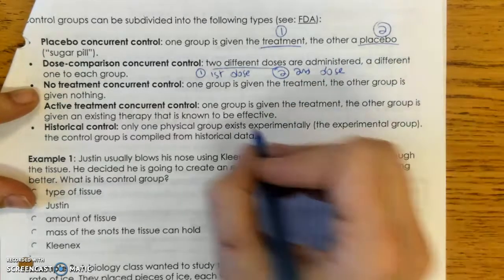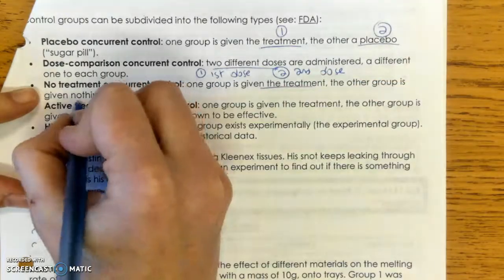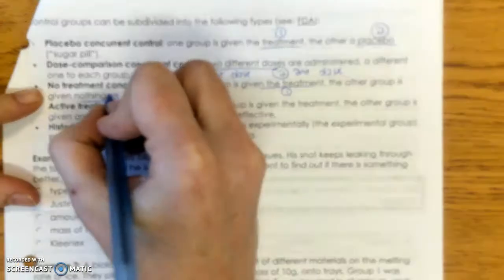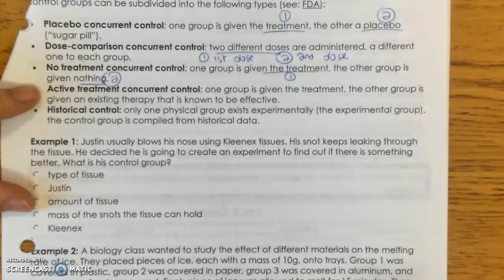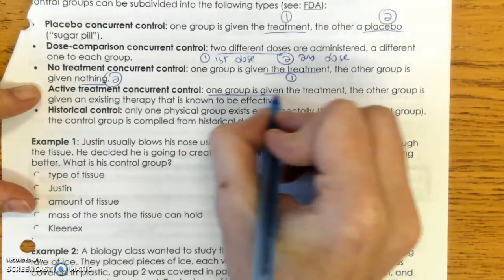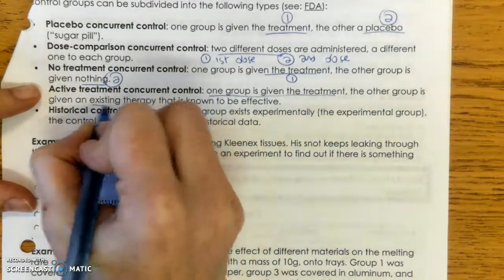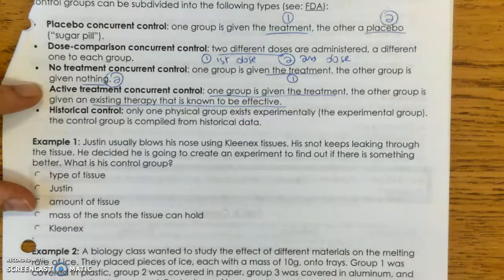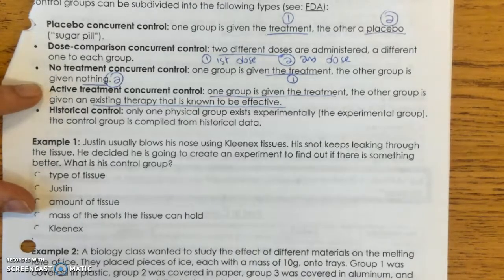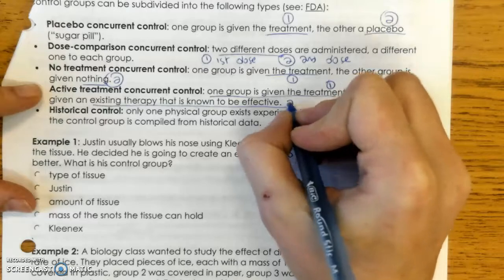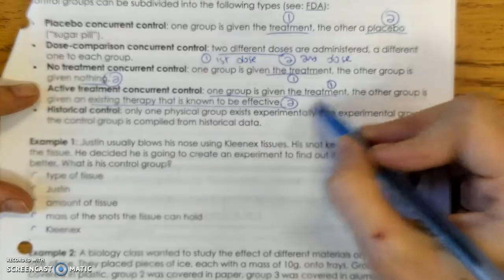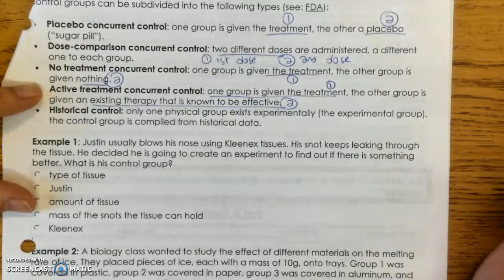No treatment. So you've got one group is given the treatment and the other is given nothing, right? So you're comparing the treatment to nothing. Active treatment concurrent control. You've got one group is given the treatment and the other is given an existing therapy known to be effective, right? So if we're talking about blood pressure medication, we might be giving one the blood pressure medication and the other group might just be changing their diet because we know that's effective, right? So we're comparing the results of the pill to changing our diet.